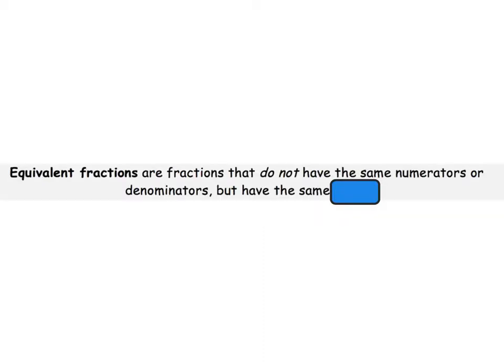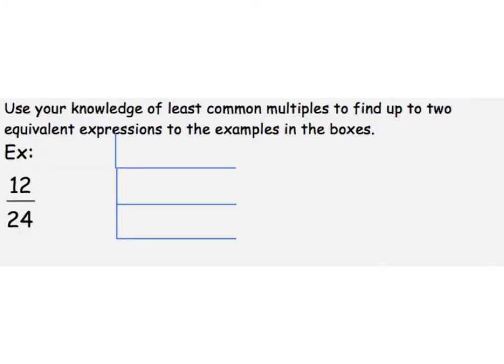Equivalent fractions are fractions that do not have the same numerators or denominators, but have the same value. Using your paper, we're going to follow along with the examples. So, given 12 over 24, we're going to use our knowledge of least common multiples to find up to 2 equivalent expressions to the examples in the boxes.